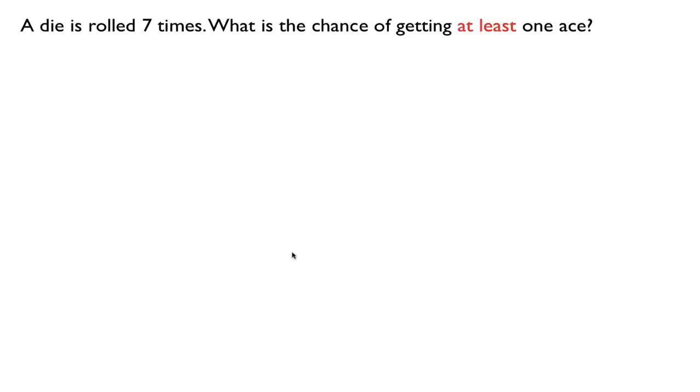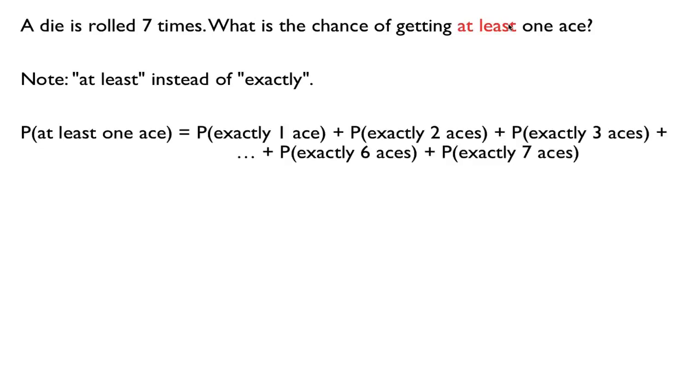Okay, so let's do one more problem. If I roll a die 7 times, now I want to do something slightly different. What's the chance of getting at least 1 ace? Notice it's not exactly 1 ace, but at least 1 ace. So that's different than the previous problem. So how do I do the at least problem? Well, to get at least 1 ace, and I roll a die 7 times, I need to get exactly 1 ace, plus exactly 2 aces, plus exactly 3 aces, all the way up to 7 aces. And these are all mutually exclusive, so I just find the probability of each and add them together. That's how I get at least 1 ace.